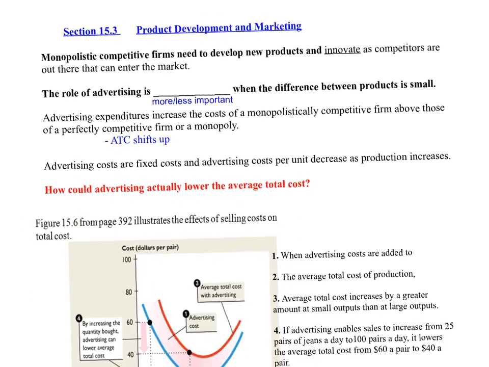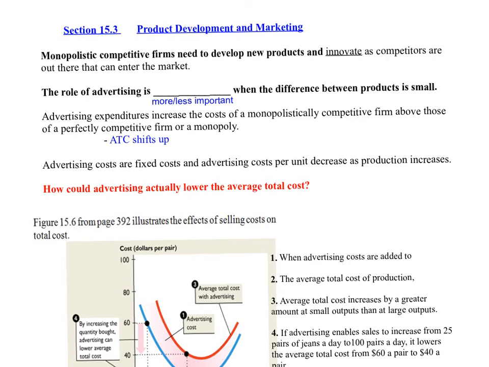Okay, it's the last section in chapter 15. I'm just going to look at it briefly, it's more about marketing, not as important for us in economics. Of course, since there are no barriers to entry, both competitive firms and monopolistically competitive firms need to keep developing new products and need to innovate, because other companies are looking to take some of their market share away if they don't innovate and produce a better product.